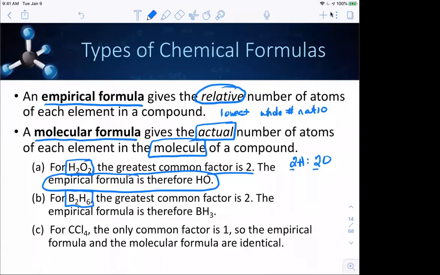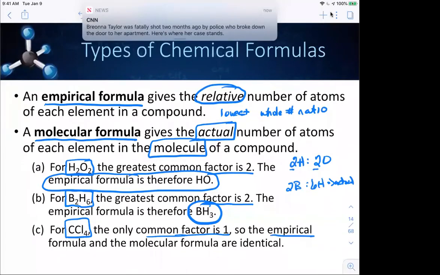Let's look at another one. Here's B2H6. Again, the greatest common factor is 2. My molecular formula gives me 2 boron atoms to 6 hydrogen atoms. That's what's actually bonded. But my empirical formula, my lowest whole number ratio of those elements in the molecule, is only 1 to 3. Now, if I have something like carbon tetrachloride, the only common factor is 1. Here, the empirical formula and the molecular formula are identical.